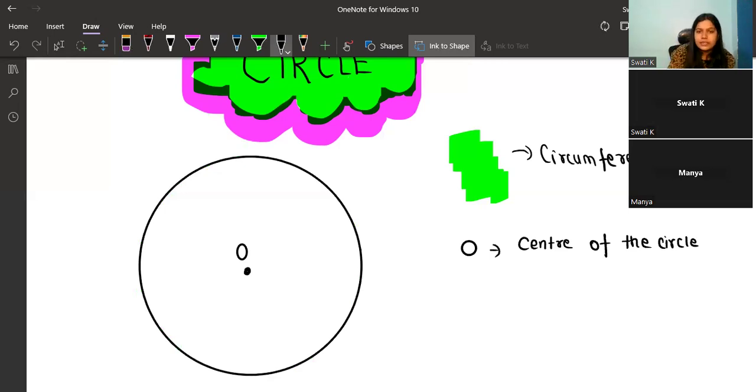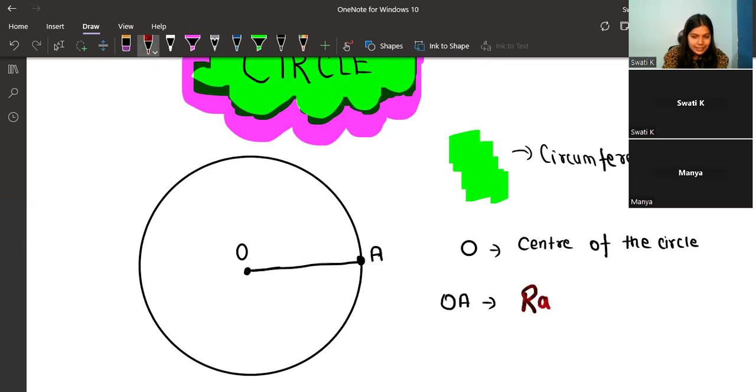From this center, Manya, if I draw a line segment from the center of the circle to any point on the circumference of the circle, let us call that point A. Do you know what this line segment OA is called? What is OA called? Yes, it is called the radius. Do you know how many radii we can draw in a circle? Infinite.